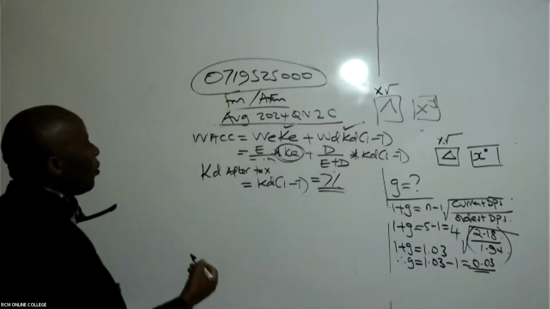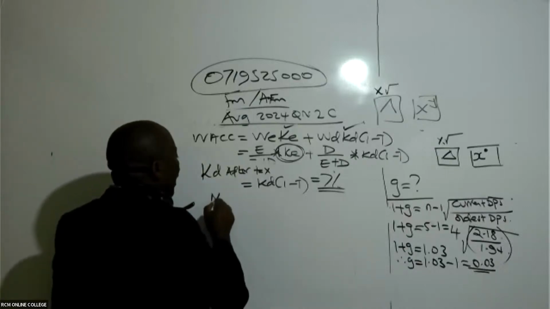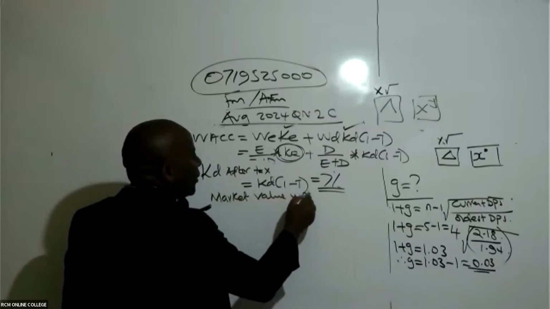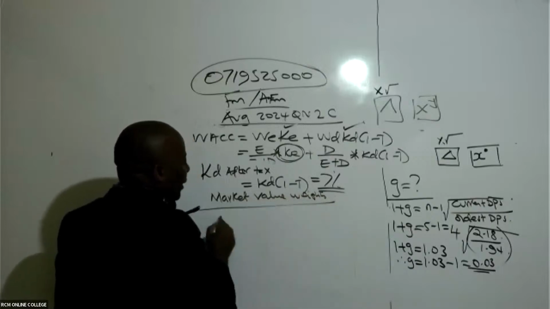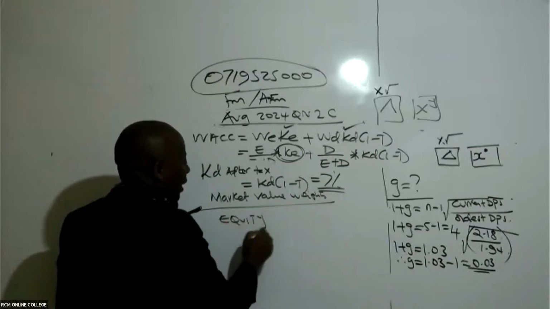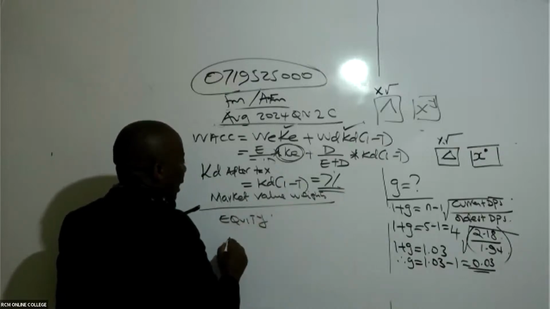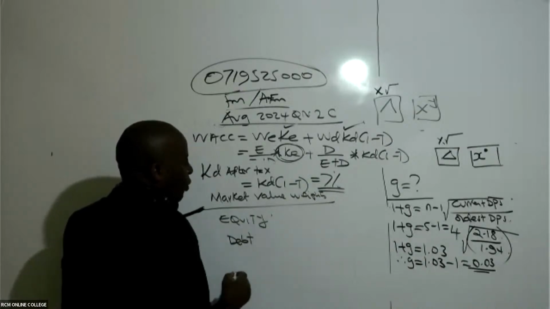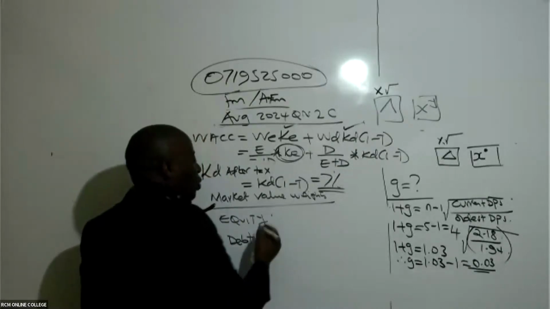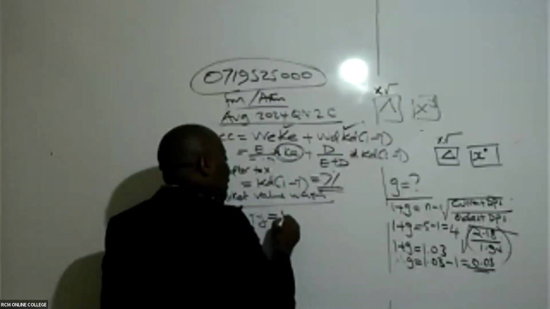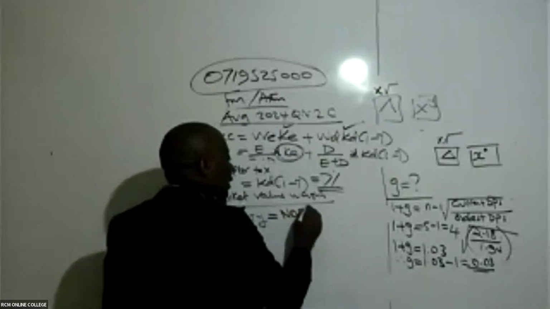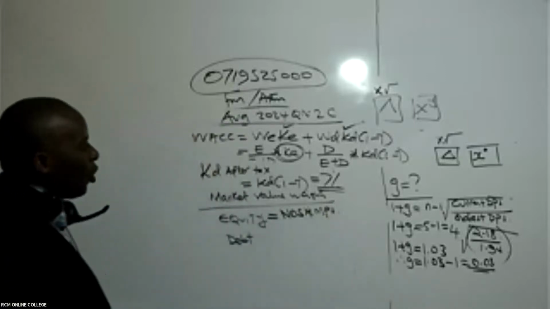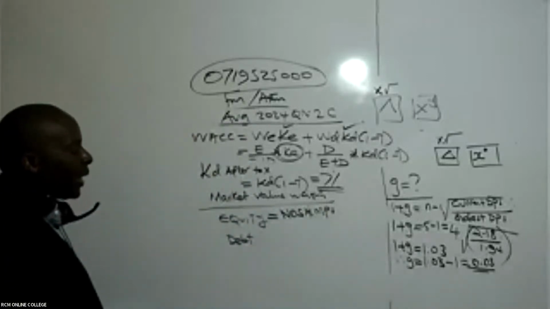Now, the only thing that I would need to do is to give my examiner what we are calling the market value weights. The market value weights, of which I have equity, and I have my debt, 2 of them. So how do I get market value weight of equity? To get market value weight of equity, I will take number of ordinary shares given times market price per share.